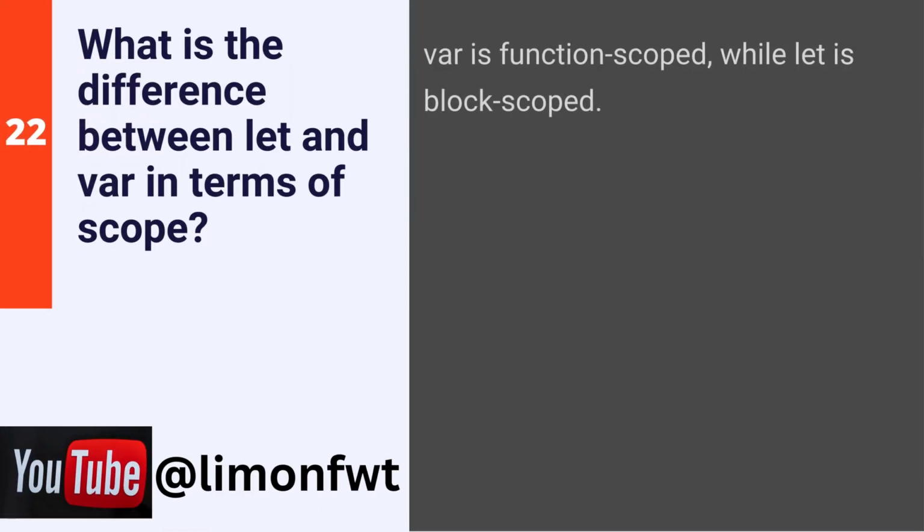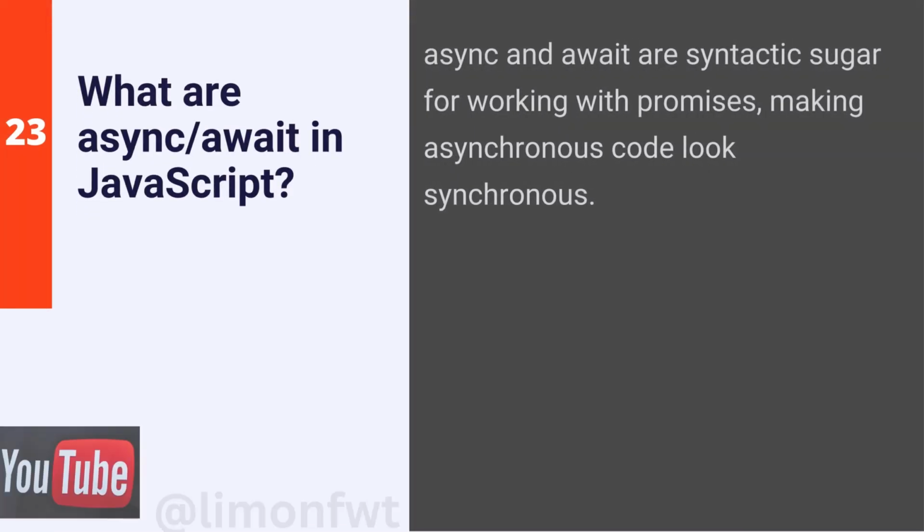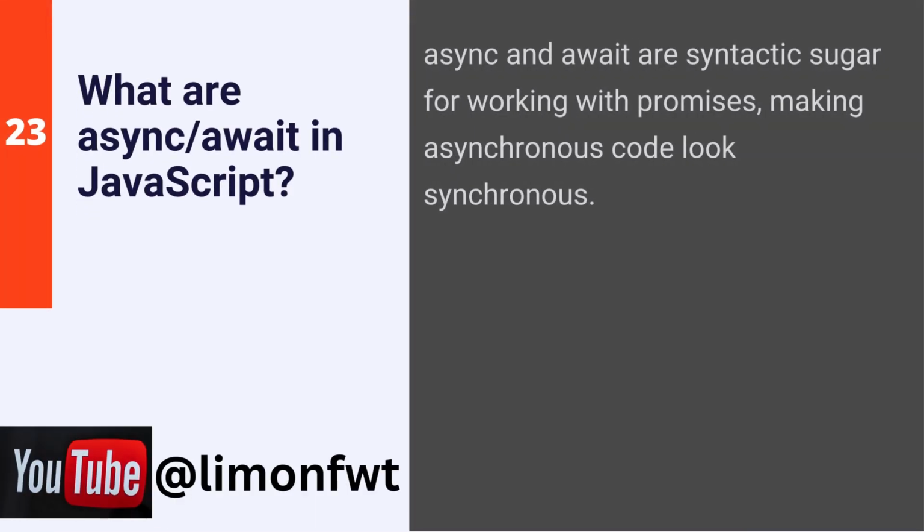What is the difference between let and var in terms of scope? Var is function scoped, while let is block scoped. What are async and await in JavaScript? Async and await are syntactic sugar for working with promises, making asynchronous code look synchronous.